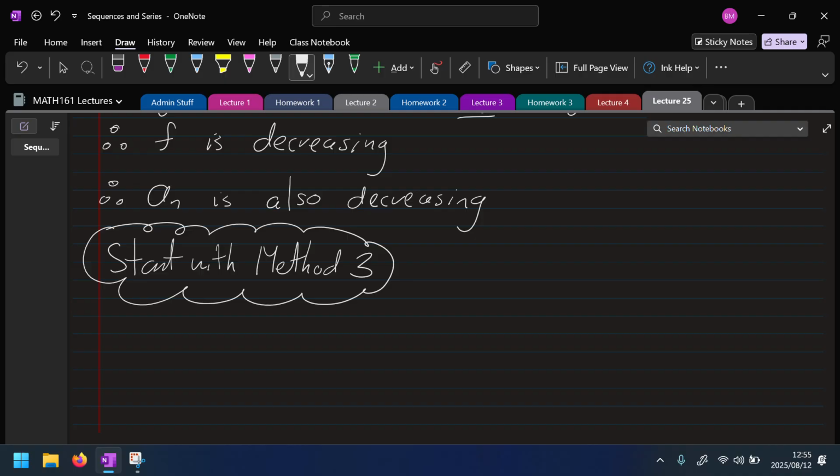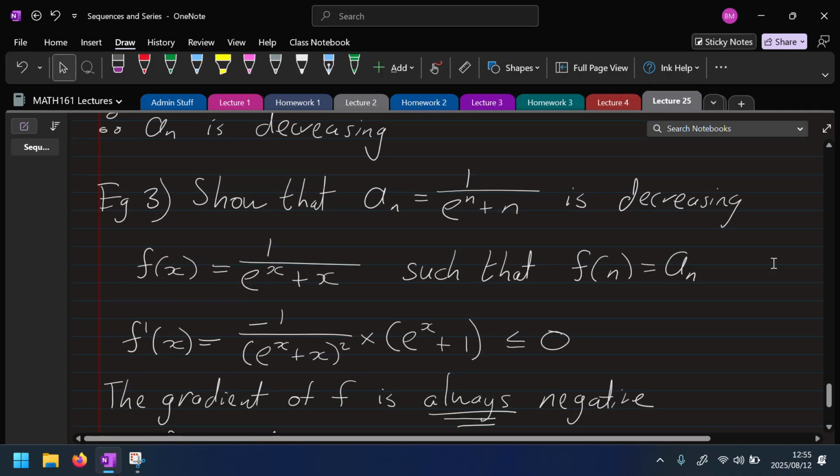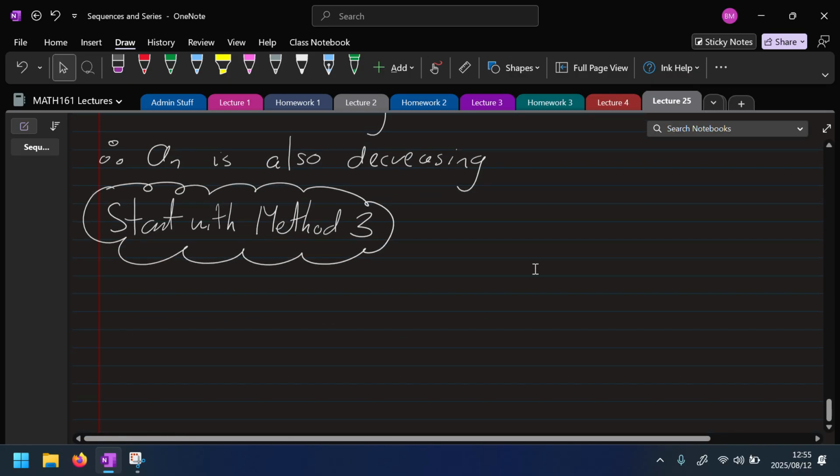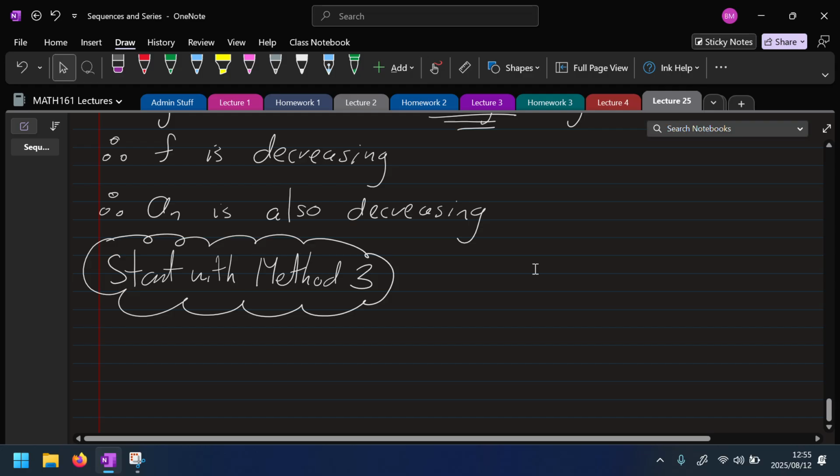All right. Any questions? Yeah. So for question using method 3, you already mentioned that the gradient of this is... Yes. So if you want to show that it's decreasing, then the gradient must be negative. If the question will show it's increasing, then the gradient must always be positive. Yeah, it's always the one or the other. All right. Any other questions?